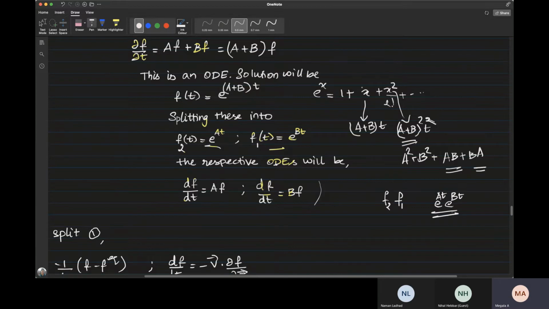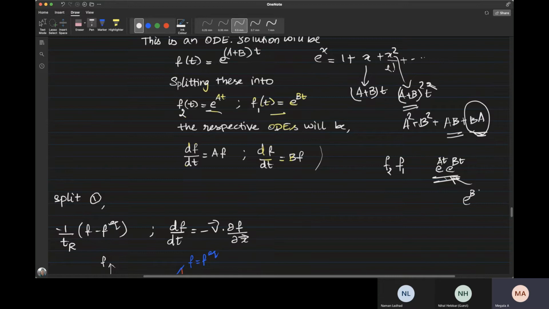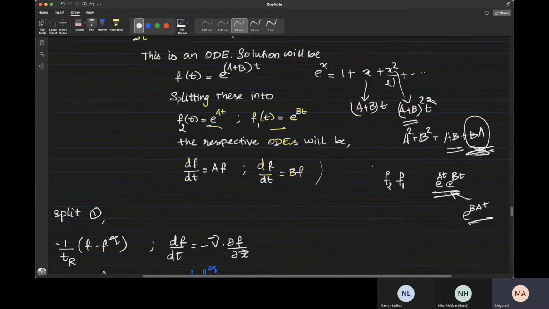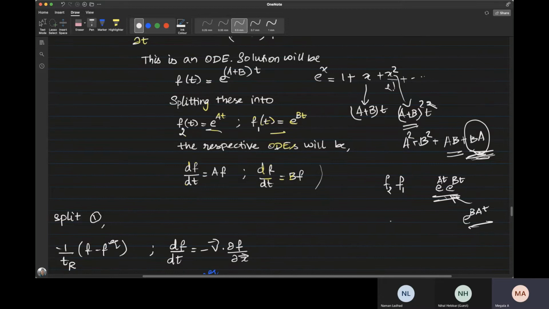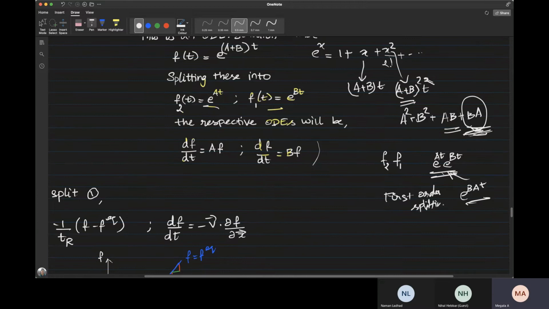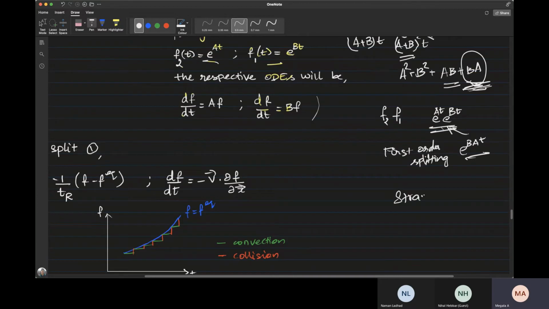This is not exactly equal to e power (A plus B) into t because we have BA also. From this we will never get the BA term, but e power (A plus B) t will give us some contribution of BA. So that can never be obtained from here. So this is basically a first order approximation, and this is the basic splitting. And we have Strang splitting as well, which is a second order splitting.